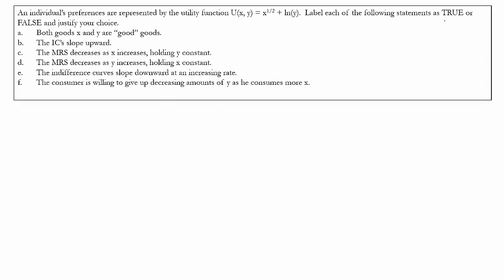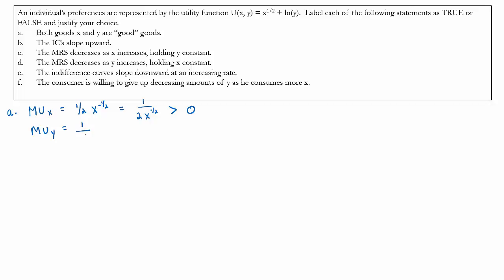Both good x and good y are good goods. To do this, we want to look at the sign of MUx and of MUy. In this example, MUx is 1/2 x to the minus 1/2, which can also be written as 1 over 2 x to the positive 1/2. Now, assuming x is positive, which we'll assume, this is a positive sign. That means that as x goes up, utility goes up. As the consumer consumes more of good x, her total utility goes up. That means more is better.